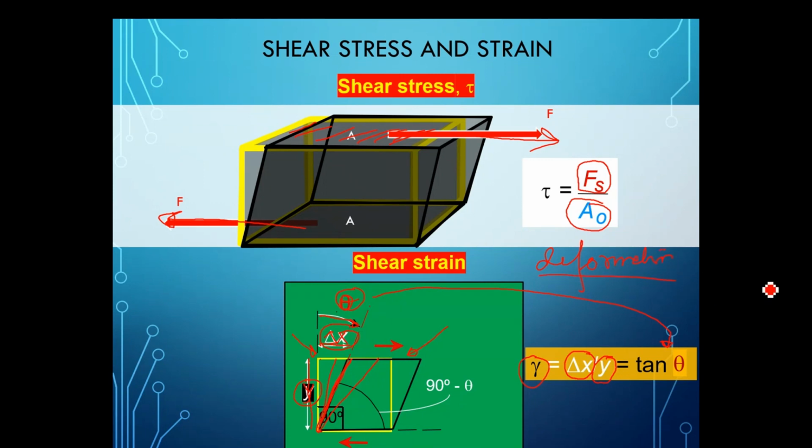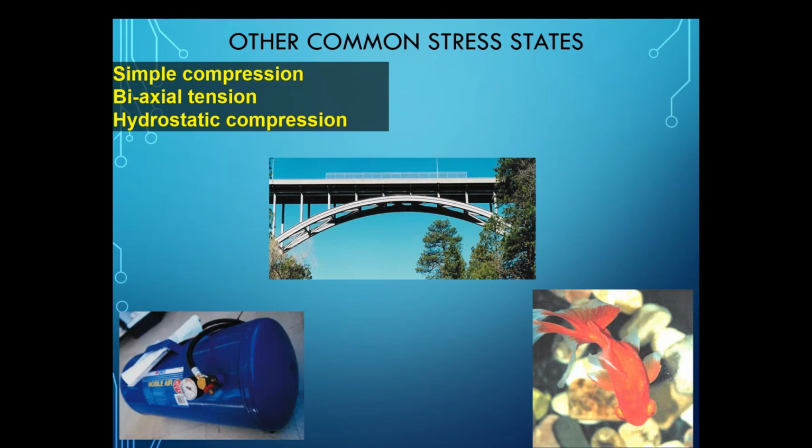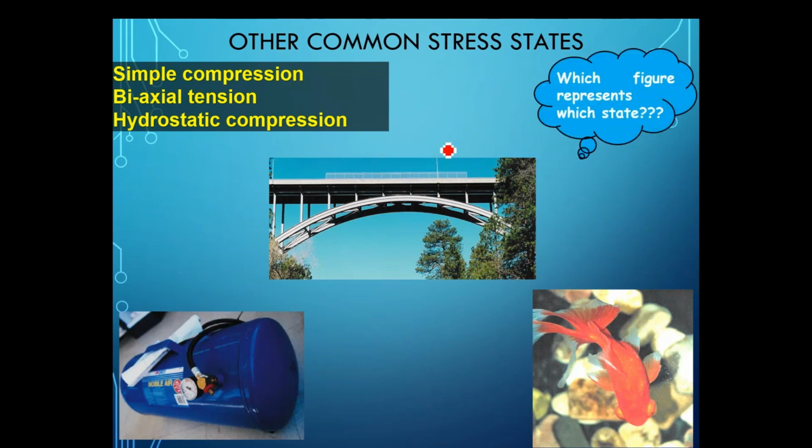Yes, sir. So wherever strain comes, it is basically representing the deformation in the material, whether it's tensile strain or shear strain. Now, other common states of stress, I'll show you three images. Could you see which figure represents which state? Which is simple compression, which is biaxial tension, and which is hydrostatic compression? Sir, the first one, the arch, is simple compression, biaxial is the cylinder, and hydrostatic compression is the fish underwater.